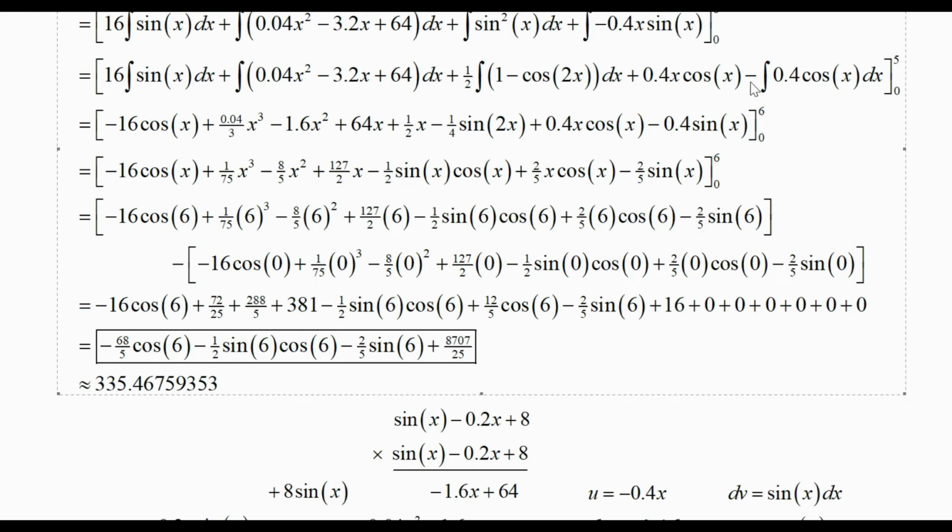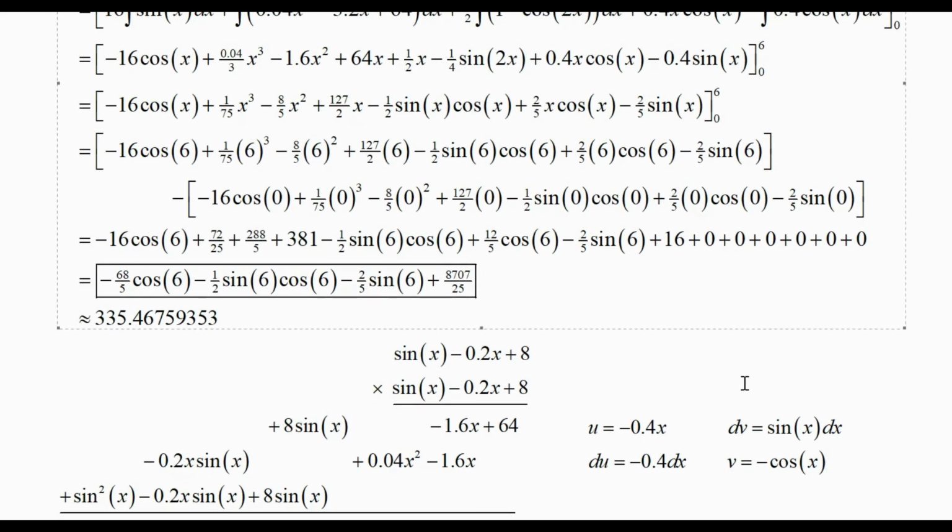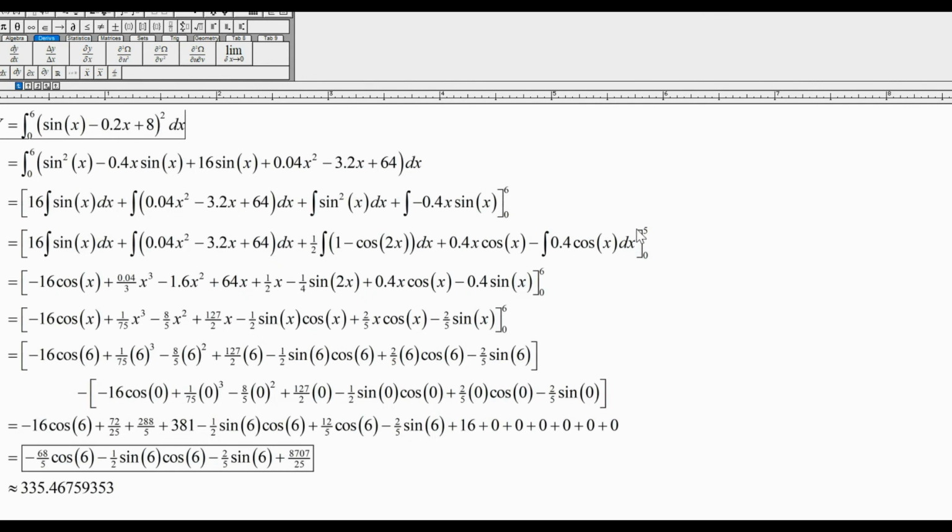So we're going to minus the integral of v du. So with the minus from integration by parts, these two minuses cancel. So it's 0.4 cosine x dx. Okay, but then the minus is from parts. And we're going to integrate from not 0 to 5, but 0 to 6. So many little details here. It's easy to make a mistake, so you have to be careful.